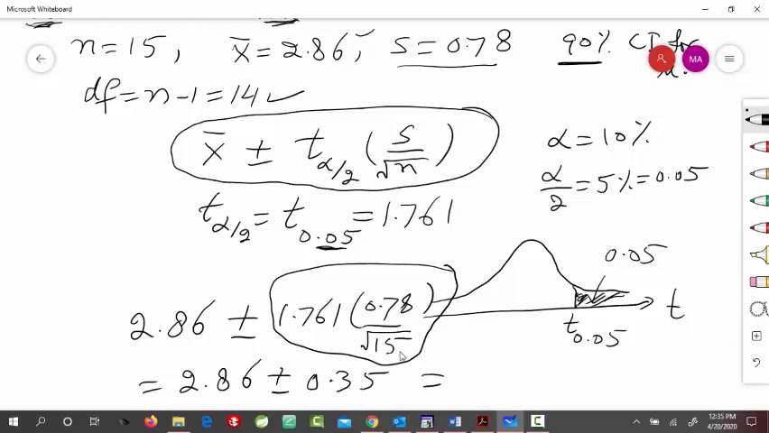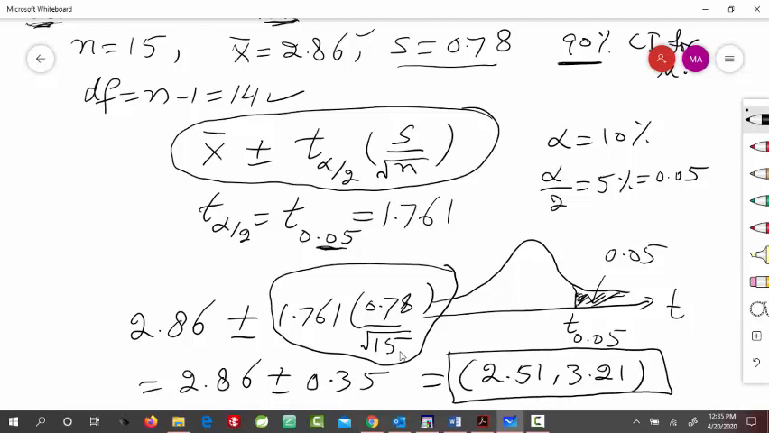Now we have to one time subtract 0.35 from 2.86, and one time add it. When we subtract it, we get the value 2.51, and once we add, that would be 3.21. So this is our 90% confidence interval for the population mean.